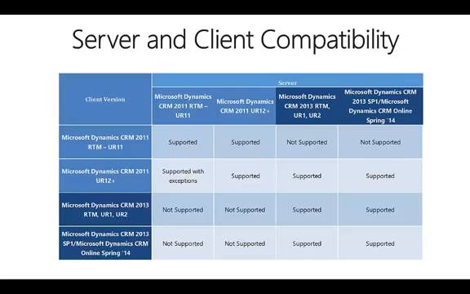Clients that are on CRM 2011 Update Rollup 12 and higher are supported on all versions of CRM 2013 server, including the new Microsoft Dynamics CRM Online Spring 2014 update and Service Pack 1 for on-premise. If the client is on CRM 2013 RTM, UR1, UR2, or on the Microsoft Dynamics CRM Online Spring 2014 or Service Pack 1 for on-premise, those are all supported only with a CRM 2013 server.